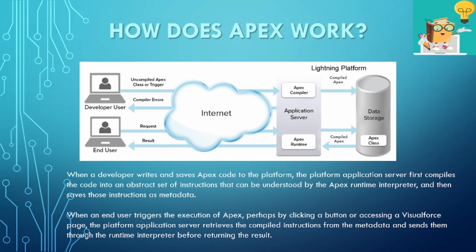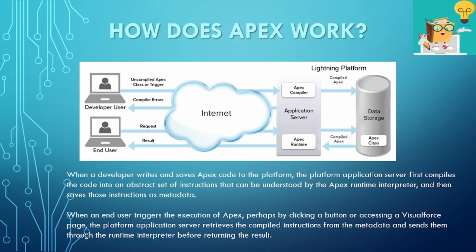Then let's say any person or any event is executing that particular code, like what we did from our anonymous window. Then the Apex runtime checks the instructions which were created by the compiler after reading that class. It sends those instructions to the Salesforce database, does the operation, and returns you the value.